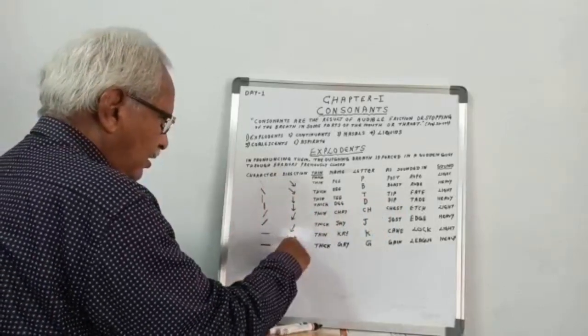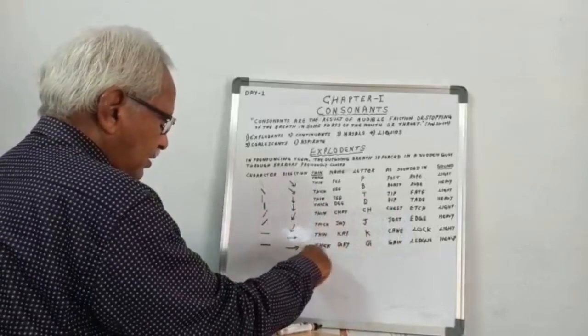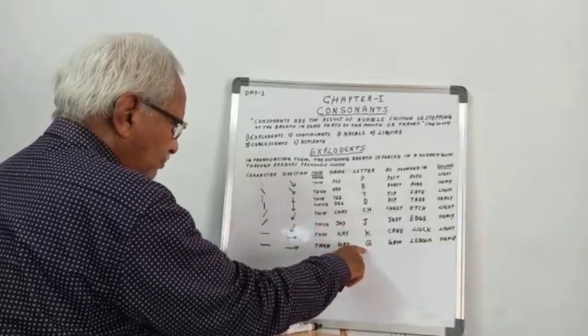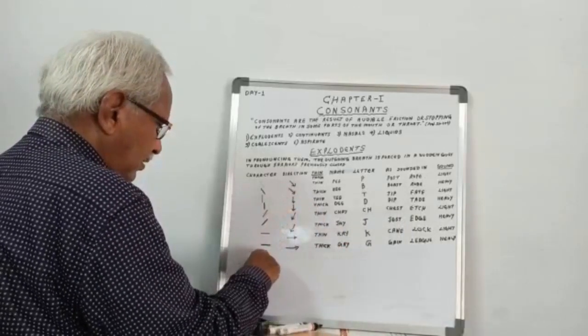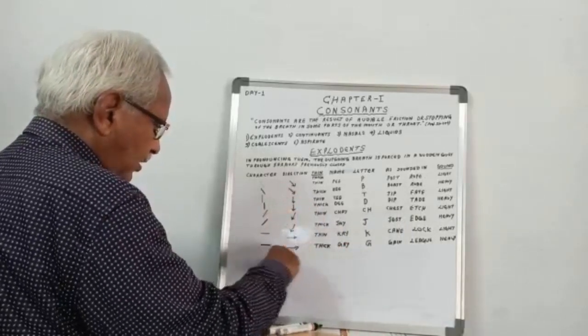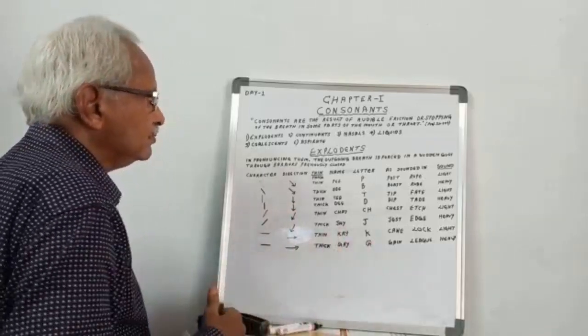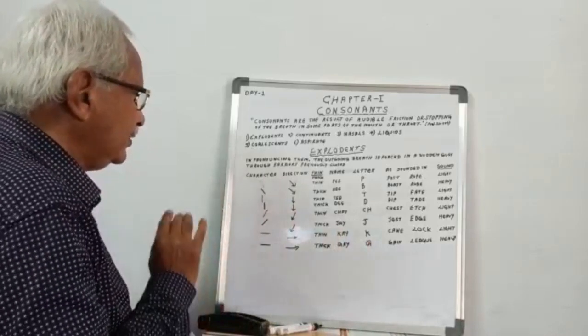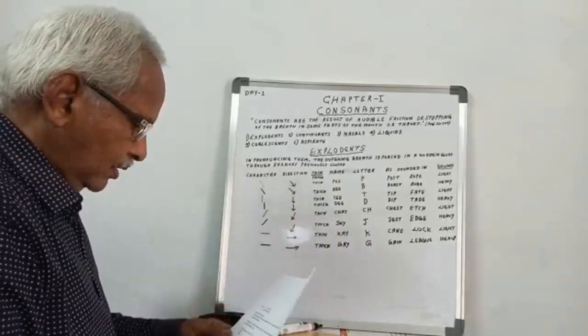Then K. It is a horizontal stroke. Next, G, but it should be named as Gay. Gay. It's a horizontal stroke from left to right. These 8 characters are called explodents.